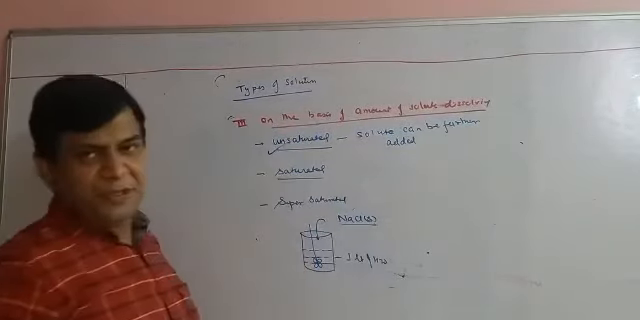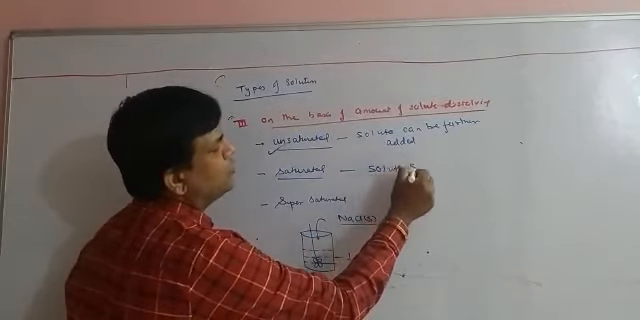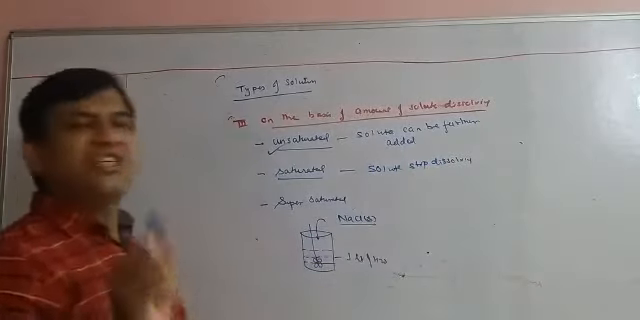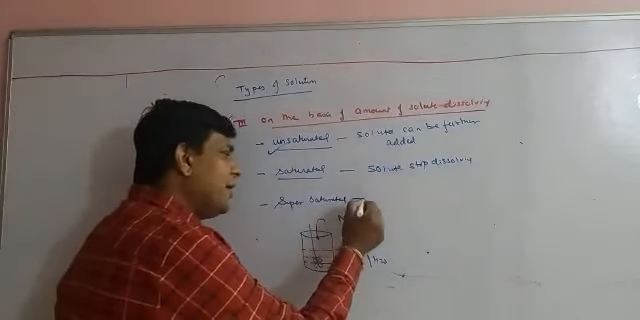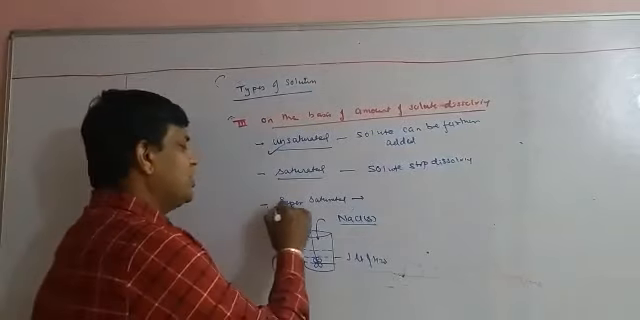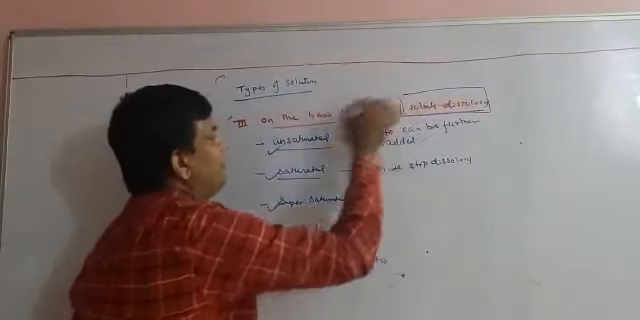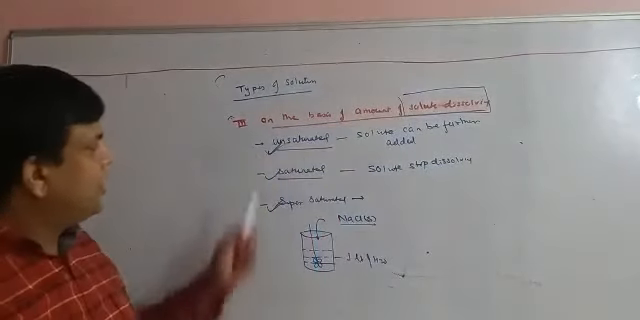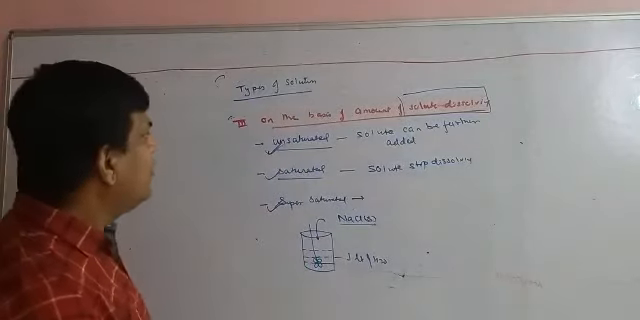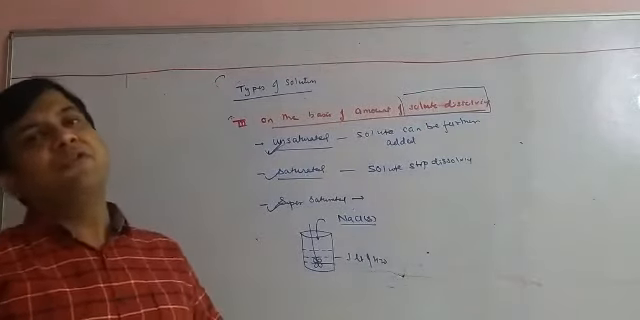And at a particular temperature, generally room temperature, when solute stops dissolving, it is called a saturated solution. And if solute does not dissolve at any temperature, then it is called supersaturated. So on the basis of the amount of solute dissolving, we have 3 types of solution: unsaturated, saturated, and supersaturated.